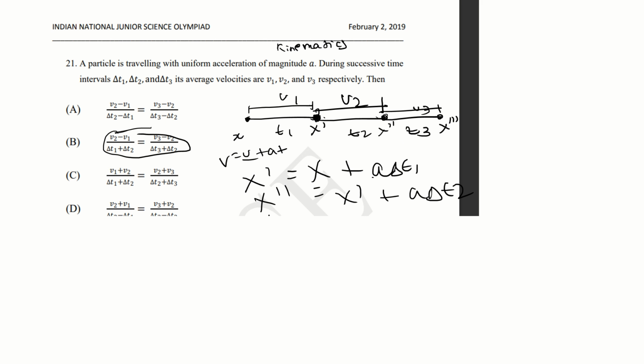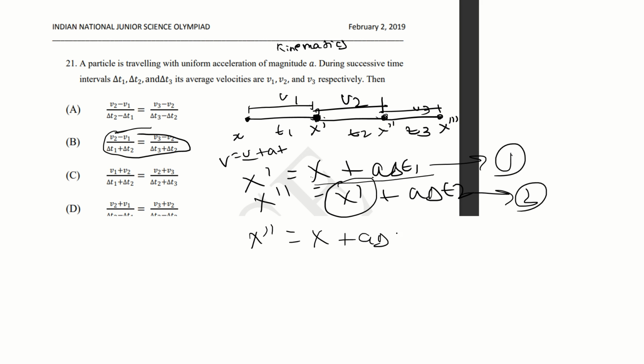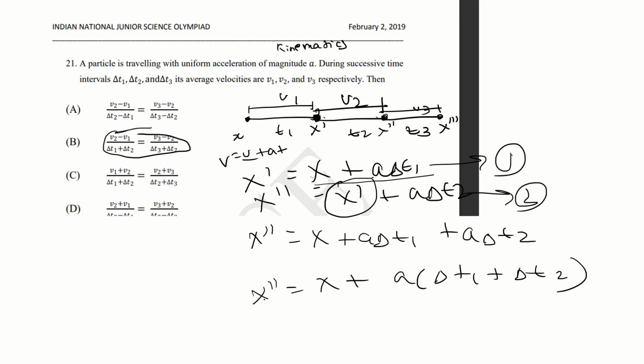Okay, so now let's put the value of x dash here. Let's say this is equation 1, this is equation 2. If we put the value we just got, from equation 1 into equation 2, we will get x double dash is x plus a delta t1 plus a delta t2. So that is x plus a (delta t1 plus delta t2). Okay, so we got the value of x double dash in terms of x and a. So we can see that there can be a pattern like this.